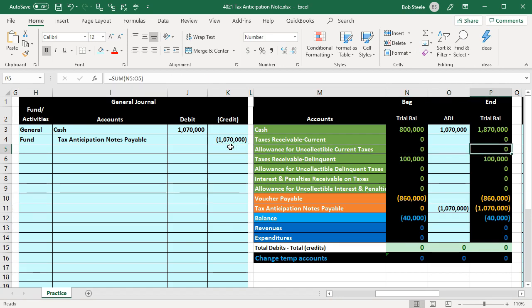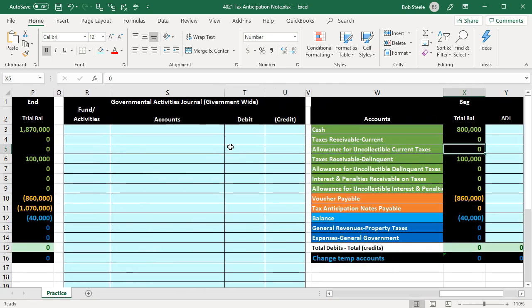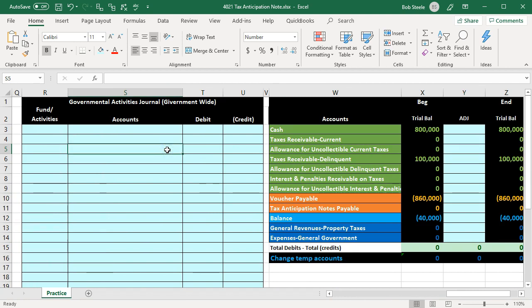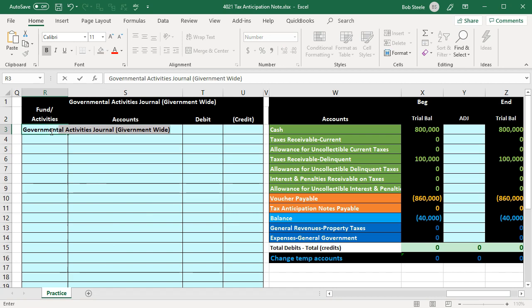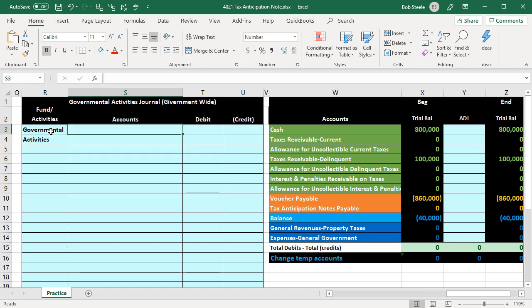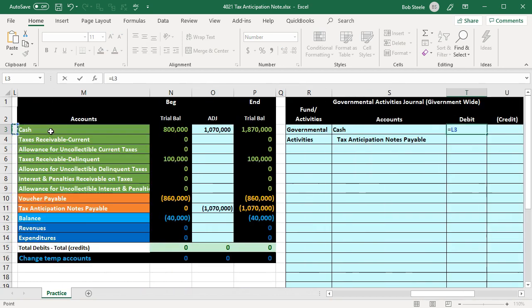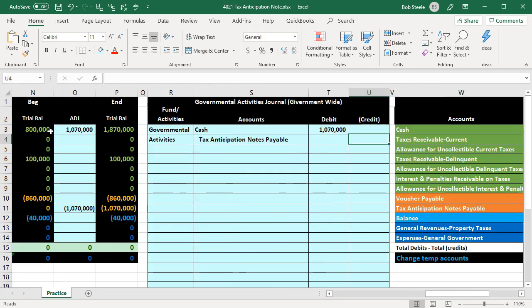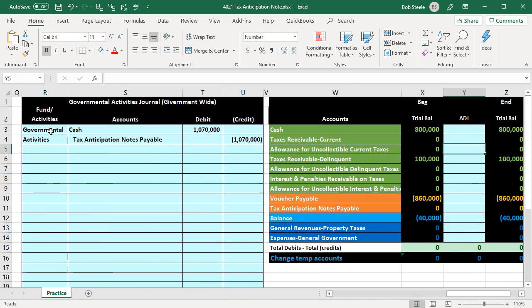If we would do this on the government-wide, it's in essence the same thing. So this would be on the full accrual versus the modified accrual. There's no difference here in the modified and the accrual basis in essence. So we'll record the same thing for the government-wide. So I'll just say government activity. And we're going to say that cash is going to go up. Cash is increasing. And once again, tax anticipation note is the other side. I'm going to draw the number from the prior worksheet. So I'm going to draw it from here. Same amount. And we'll post it out in essence the same way.